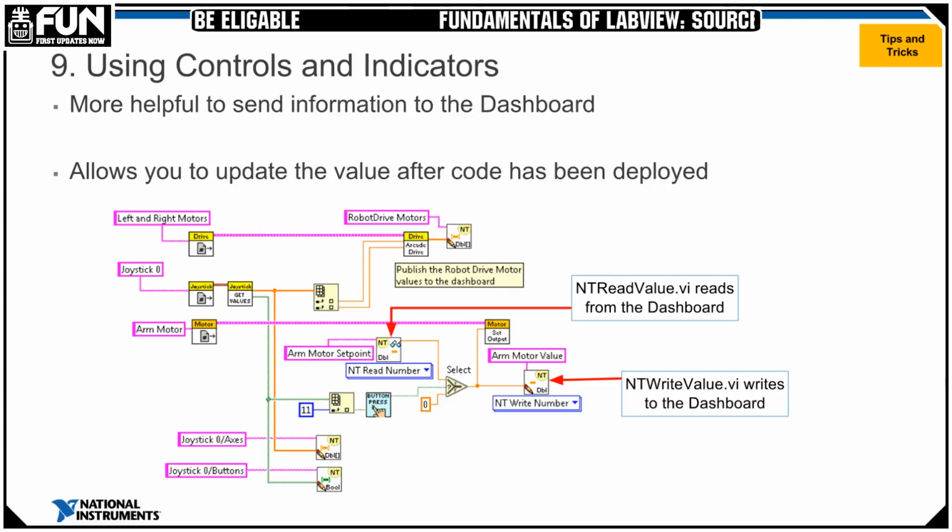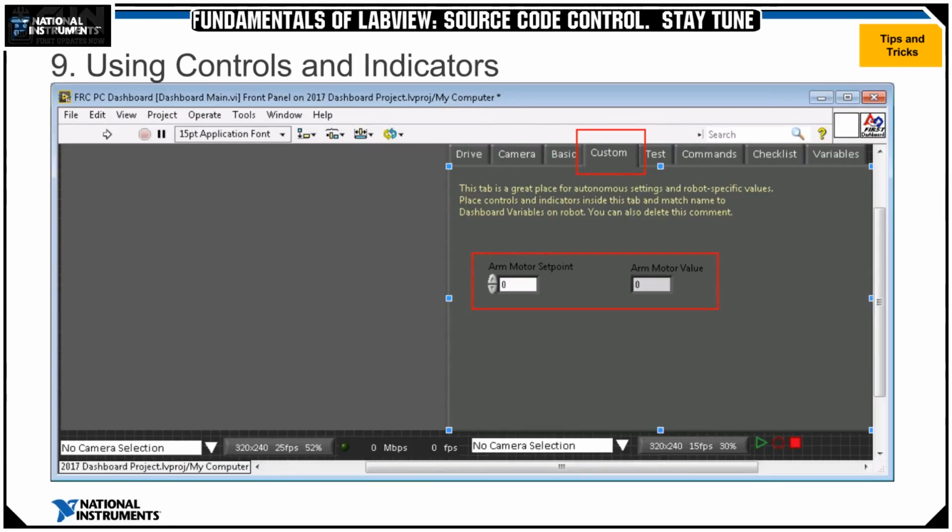So how do we make these talk to the dashboard? Looking at the next slide, all I've done here is made a default LabVIEW dashboard project. It opens up with this front panel. It looks just like the dashboard, but I've gone to the custom tab. You can see it's the fourth one over, and then I've just added a control and an indicator. The control is on the left-hand side, and it is called arm motor set point.